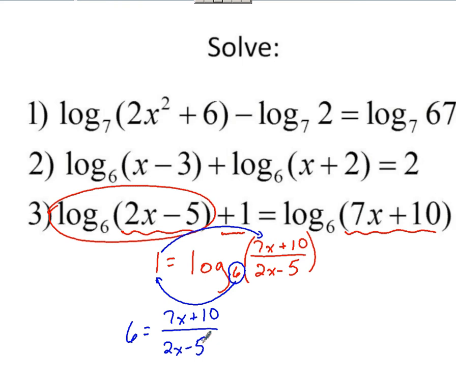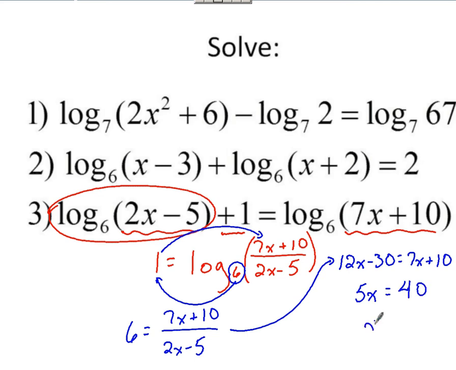All right, at this point, I'd multiply both sides by 2x minus 5. If I multiply over to that 6, I would have, distributing the 6 through, 12x minus 30 equals 7x plus 10. If I subtract 7x over, I'd have a 5x on this side. Add the 30 over, I'd have a 40 on this side, and x would equal 8.